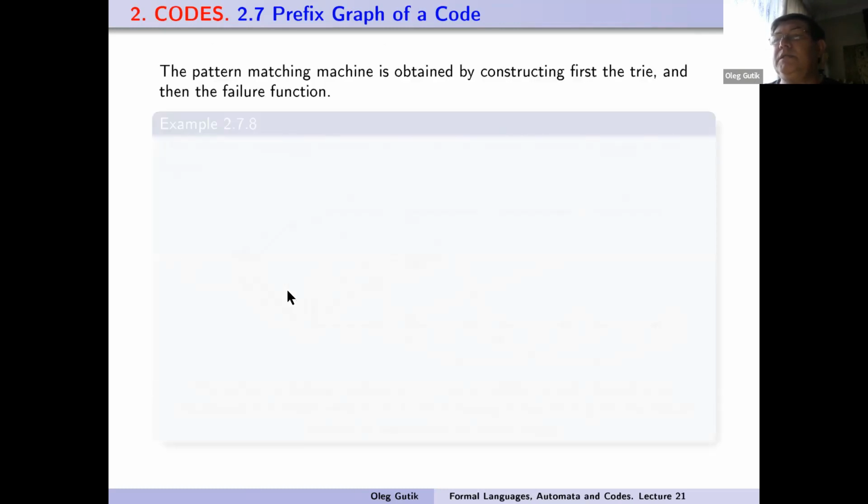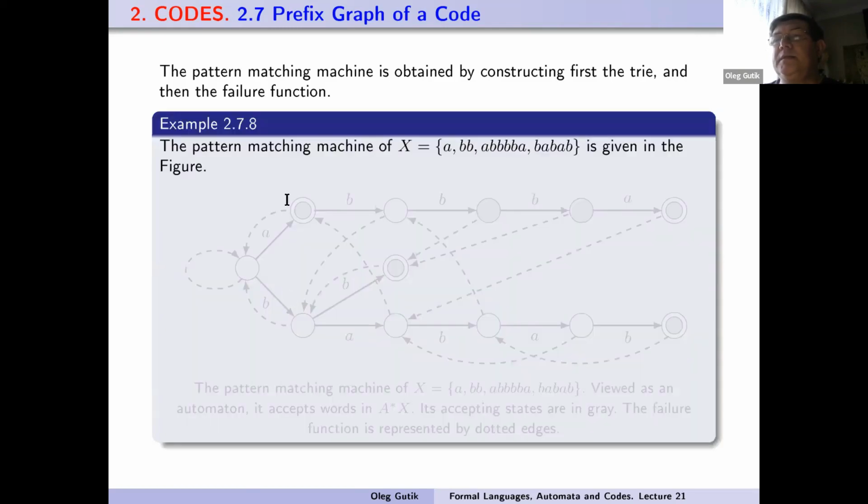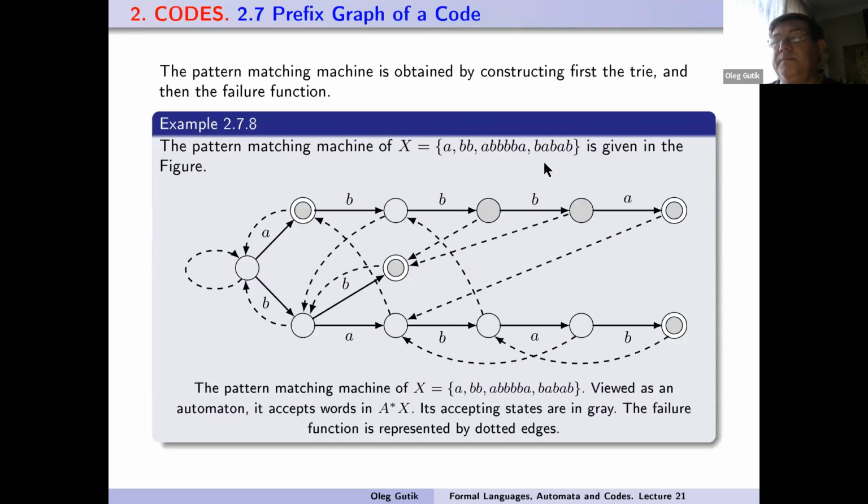The pattern matching machine is obtained by constructing first the trie and then the failure function. Example: the pattern matching machine of the code X, which consists of a, bb, abb, bbb, bab, abab, is given in the following figure. Viewed as an automaton, the states that are words in A*X, the terminal states of the pattern matching machine, are in gray. The failure function is presented by dotted edges.